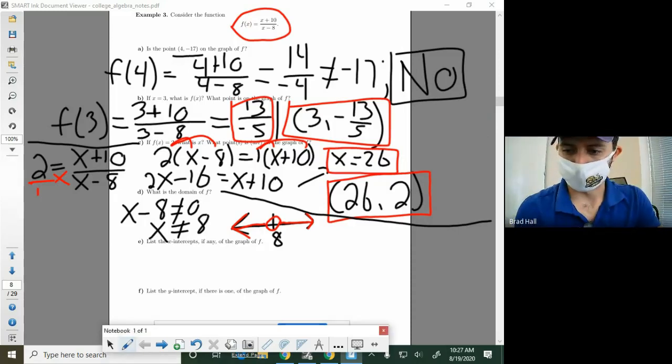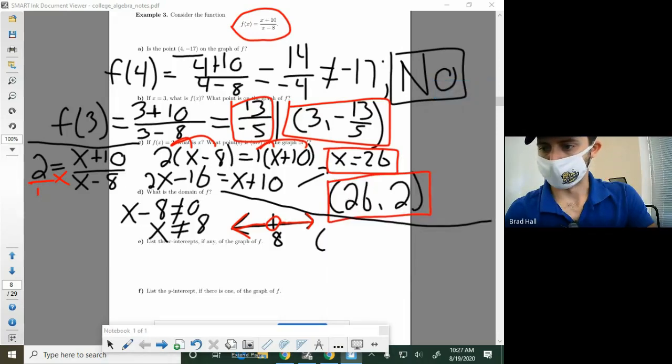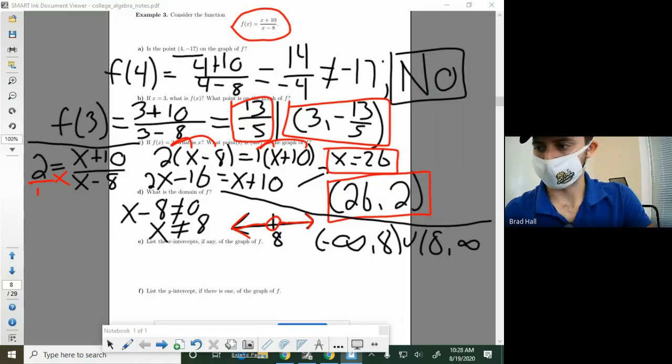And those 2 individual components, so to the left of 8 would be negative infinity to positive 8. The union, and then everything to the right of 8 is 8 to infinity. We use infinities to correlate with those red arrows that I drew.